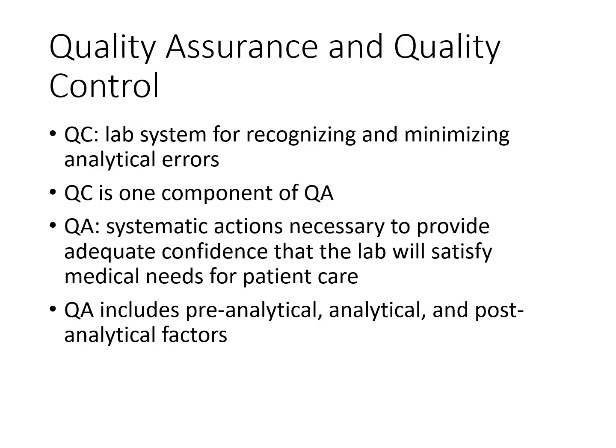So when we talk about quality assurance, quality assurance is the overarching umbrella and quality control is a small component of that. Quality control is a lab system for recognizing and minimizing analytical errors. Again, quality control, or QC, is just one component, where quality assurance is oftentimes referred to as a QA program. Its systematic actions are necessary to provide adequate confidence that the lab will satisfy medical needs for patient care, resulting in positive patient outcomes. Quality assurance includes all pre-analytical, analytical, and post-analytical factors.